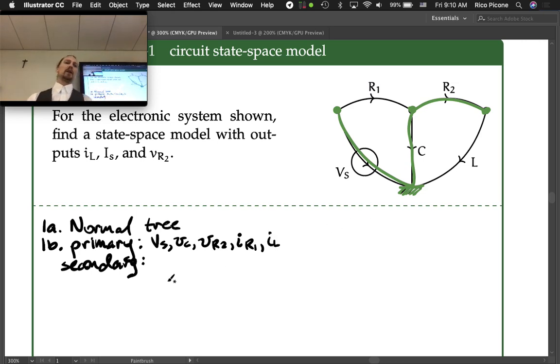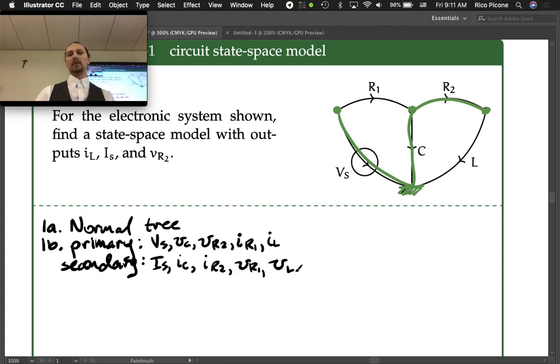Secondary variables are exactly the opposite of that, so I just flipped these bits, if you will. IS, IC, IR2, VR1, and VL. Great.